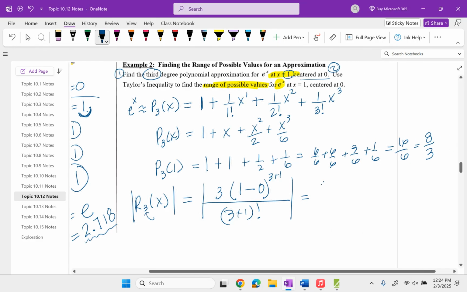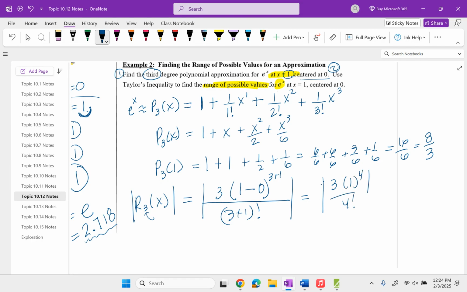All right, so what is 1 minus 0? 1. All right, what is 1 to the 4th? 1 times 3 is 3. Let's see, 4, 3, 2, 1. Look at that. Can't the 3's cancel? So don't I get 1/8? So my remainder or my error is 1/8.